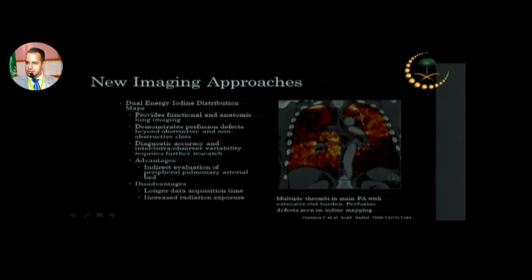If you look at this image, this is a coronal image. The orange color indicates where there's a higher amount of iodine, i.e. there's more perfusion, and the darker areas demonstrate there's less perfusion. If you look carefully at the left lower lobe pulmonary artery, there's a central filling defect, which explains the lower perfusion in the left lower lobe.